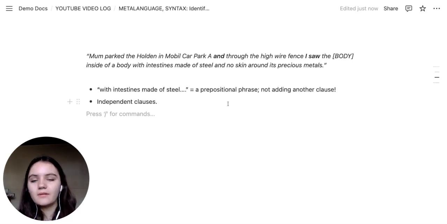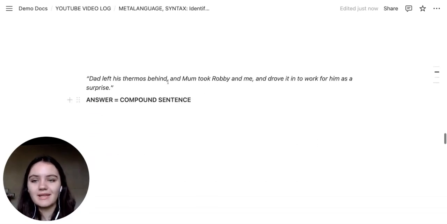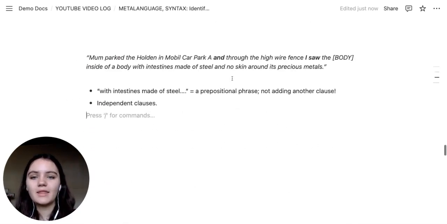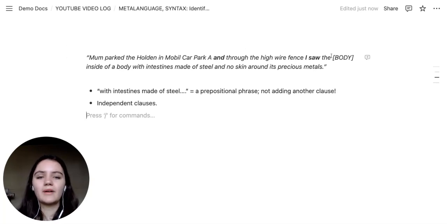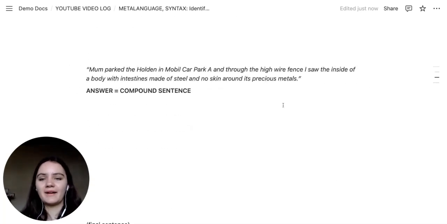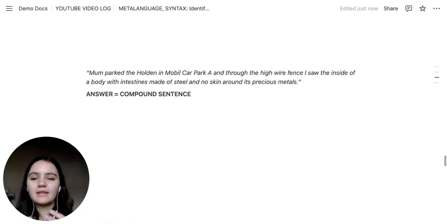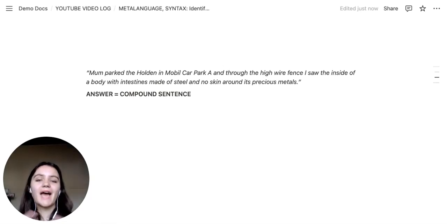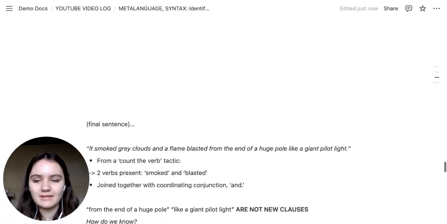What have we got here? Well, we actually have fewer clauses than this one. Here we had 3. In this one, we only have 2. "Mum parked the Holden." "Through the wire fence I saw the body." What does this mean? We have another compound sentence. You can see that in these different sentences, there are a lot of elements to look out for that you may be getting stuck with, but at the end of the day, if you just break down, look for the conjunctions and check that the conjunctions are creating more clauses, you can relatively easily or quickly identify that it is a compound, not necessarily a complex sentence.